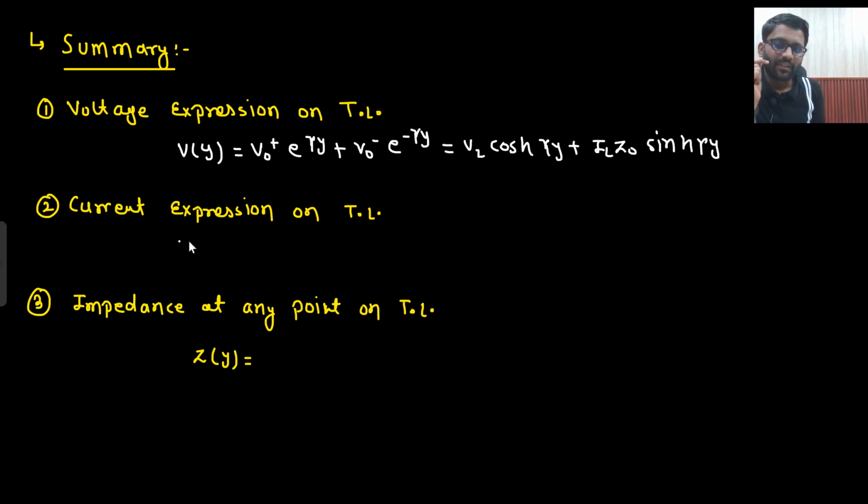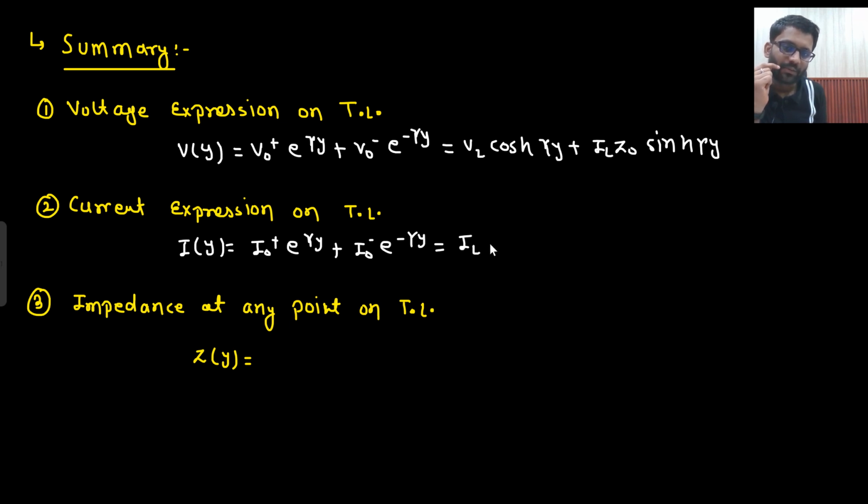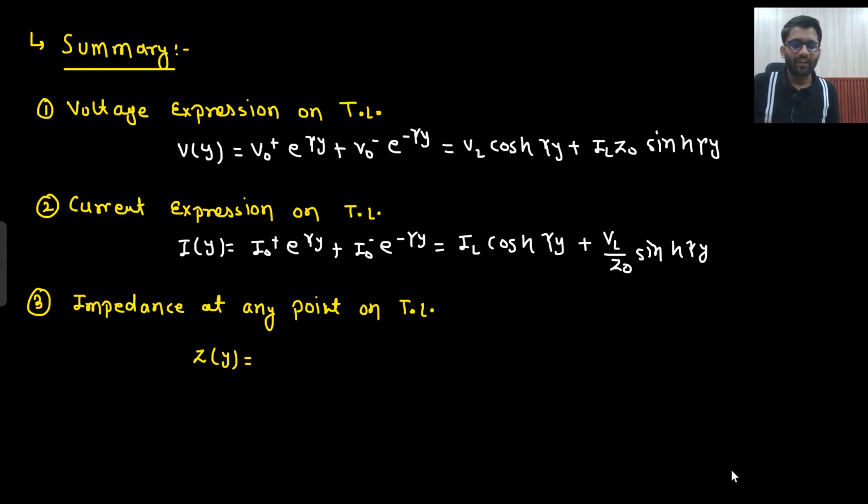What was the current expression? I0 plus e to the power gamma y plus I0 minus e to the power minus gamma y, and that was equal to IL cos hyperbolic gamma y plus VL by Z0 sin hyperbolic gamma y. Okay, did we write down the value of Z0? Here we can write down Z0 as well.